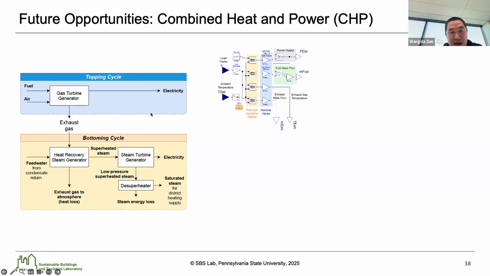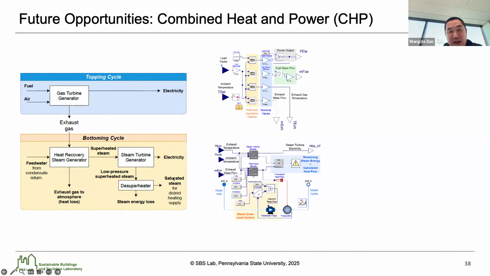And then what he did was create one set of models which can describe the topping cycle, and another set of models which can describe the bottoming cycle. And then you combine them, and you get a CHP.